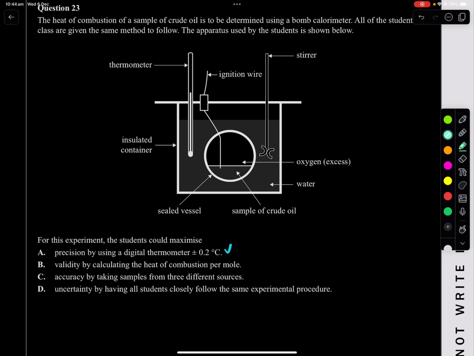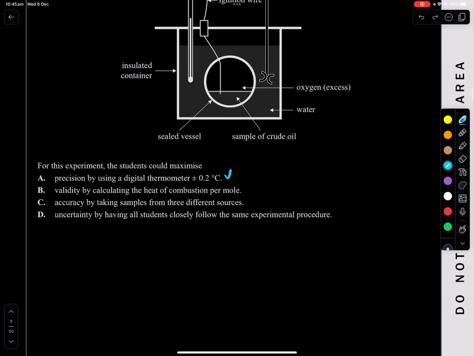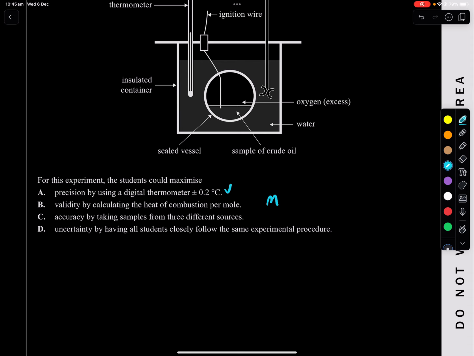No, be careful. I think this is going to confuse a lot of students because we are looking at crude oil. Remember, crude oil is a mix of all fuels. It is kerosene, petrol, diesel. It's a mix of everything. When we calculate the heat of combustion per mole, we need to know the moles, so we need the molar mass.